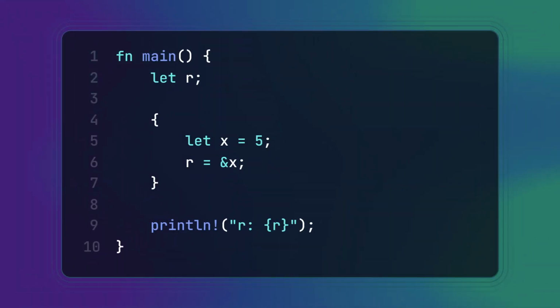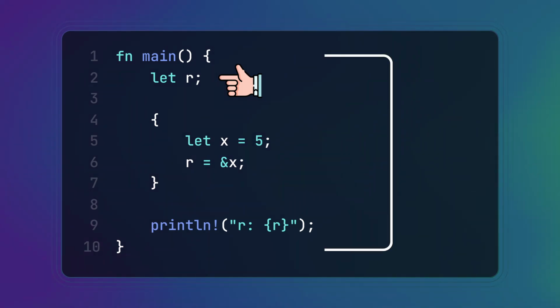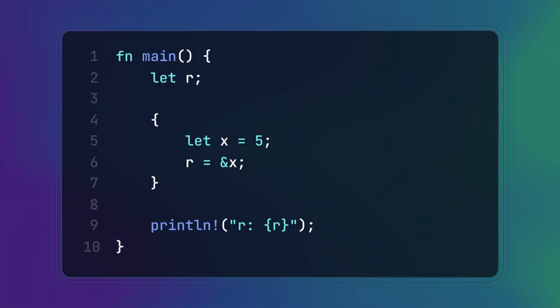So this is a very simple piece of code with two variables. The variable r is defined within the main block and has this lifetime, whereas variable x is defined within a smaller code block with smaller scope and has this lifetime. Within this smaller code block, we are borrowing the value of x within r and then printing it outside that smaller block. This means that while printing, we are trying to access the borrowed value of x, which does not exist anymore.